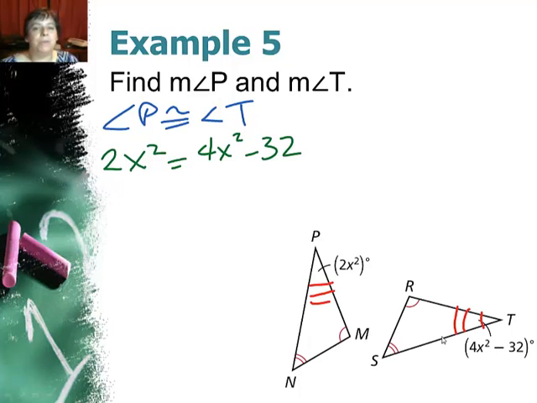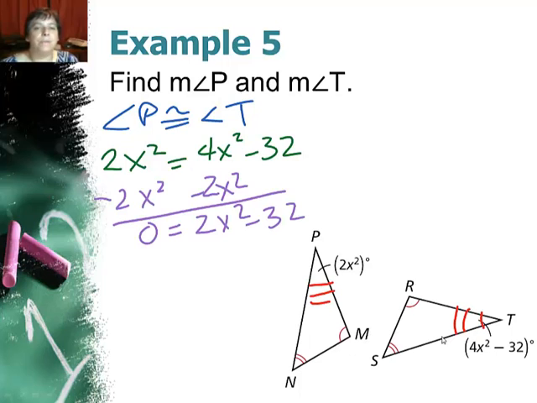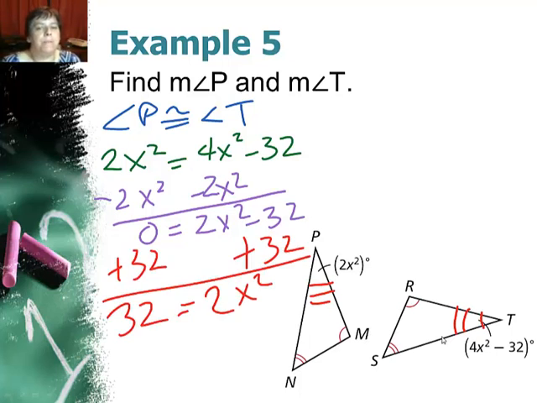First of all, I'm going to do something weird. I'm going to subtract 2x squared from both sides. And I get 0 equals 2x squared minus 32. Now I'm going to add 32 to both sides because I don't want the 2x squared with the number, and I get 32 equals 2x squared. I can now divide both sides by 2 using the division property of equality, and I get 16 equals x squared.